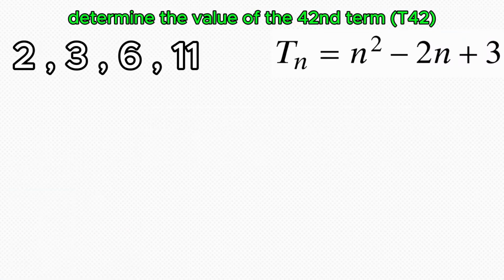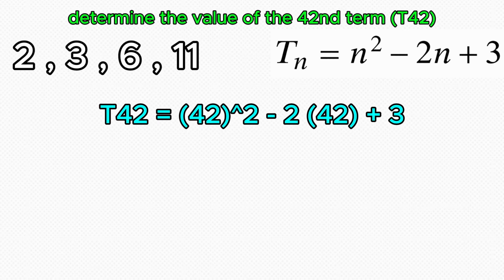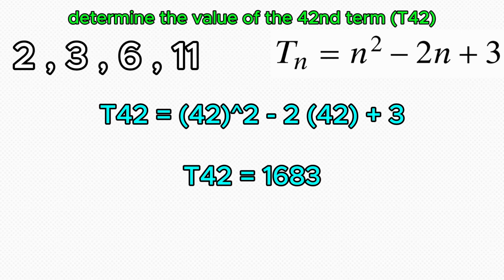Now let's say we want to determine the value of the 42nd term. Here we take our formula, and wherever we see n, we replace it with the value 42. So it becomes T42 equals 42 squared minus 2 times 42 plus 3. When we calculate this, we get T42 equals 1,683. And that's how we get the value of the 42nd term.